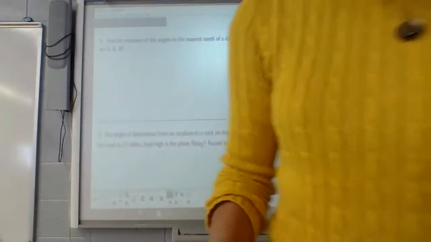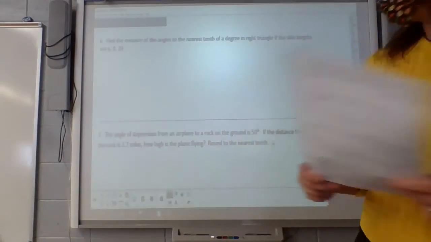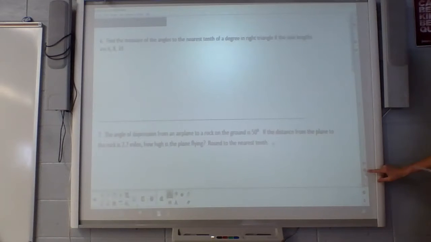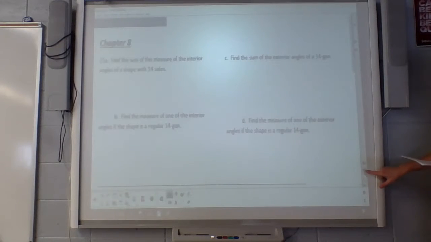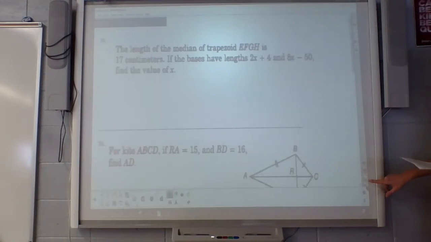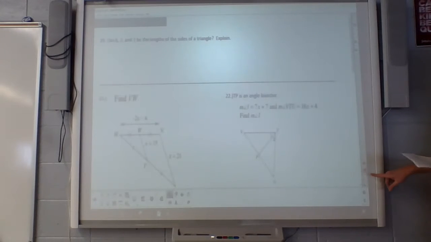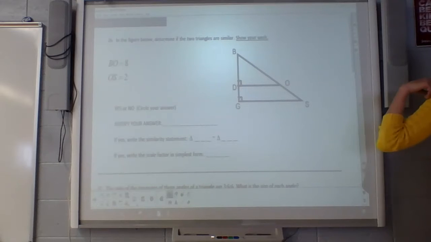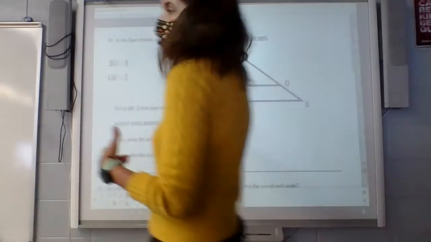Questions on the back page, on 26 and 28. If you want to flip to those, I had a few people ask about 28, so I thought it'd be good for us to go over 26, and then we can set up 28 as well. It wants us to know if the two triangles are similar in 26.